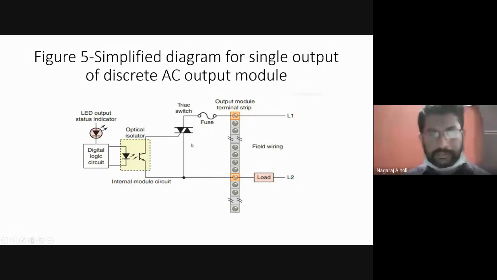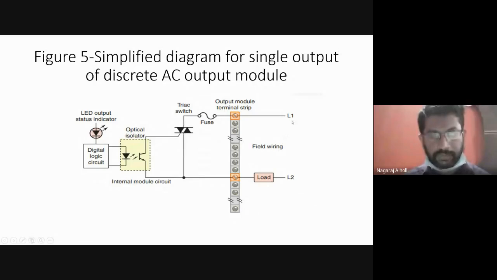So this triac is a bidirectional switch. It is a three-terminal device. This is the gate terminal, this is anode one, and this is the cathode. Based on the signal that is applied to the gate terminal, the current will flow from anode to cathode, or from cathode to anode.